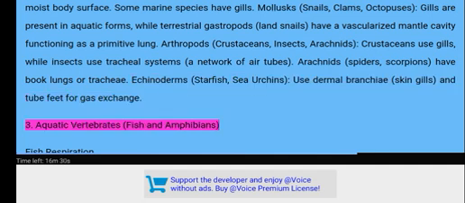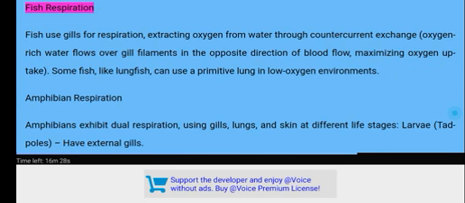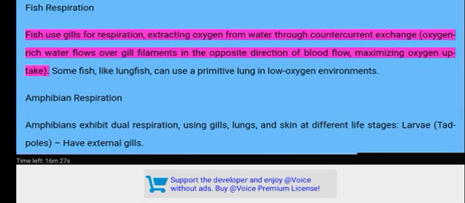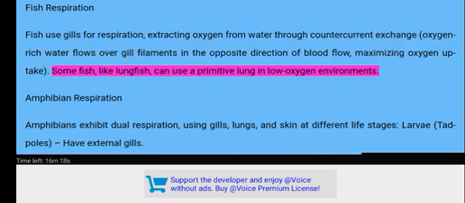3. Aquatic vertebrates, fish and amphibians. Fish respiration. Fish use gills for respiration, extracting oxygen from water through countercurrent exchange. Oxygen-rich water flows over gill filaments in the opposite direction of blood flow, maximizing oxygen uptake. Some fish, like lungfish, can use a primitive lung in low-oxygen environments.